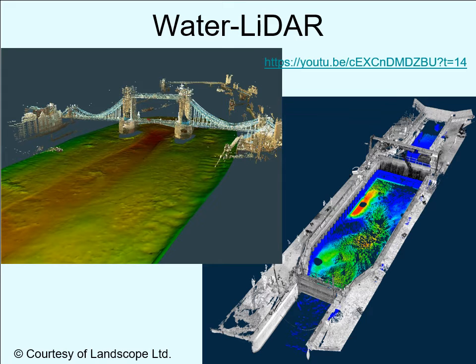You can get water LiDAR. We talked a bit about airborne and ground-based LiDAR in the last presentation. Here's an example showing Tower Bridge in central London on the left-hand one. You can see the bottom of the Thames in quite some detail. On the right, a canal survey, looking for items of interest as well. So you can get quite a detailed look at what the ground and the substrate are doing in that case.